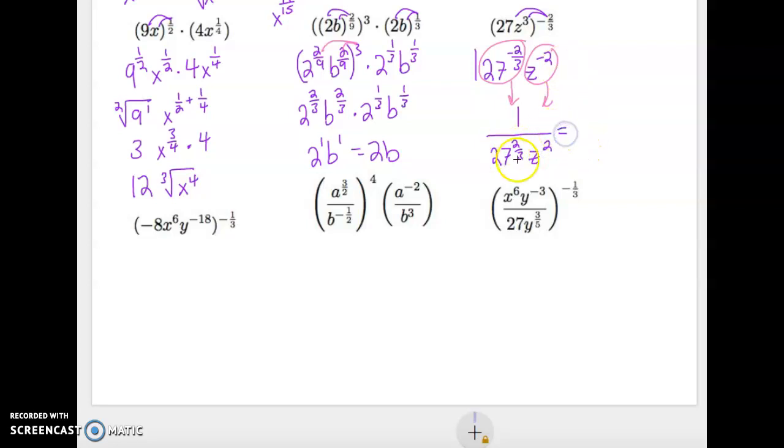And then I can rewrite my fractional exponent as a radical. So really this is going to be 1 over the cube root of 27 squared, z squared. And I think I can reduce that or actually simplify that. No, I'm going to put my final answer up here. Or maybe I can fit it right here.